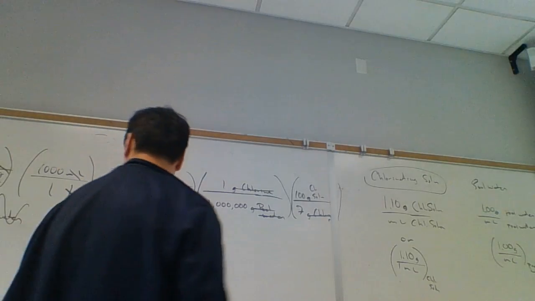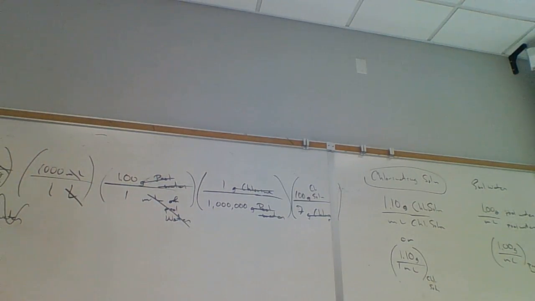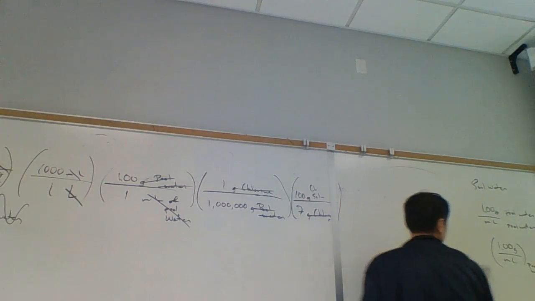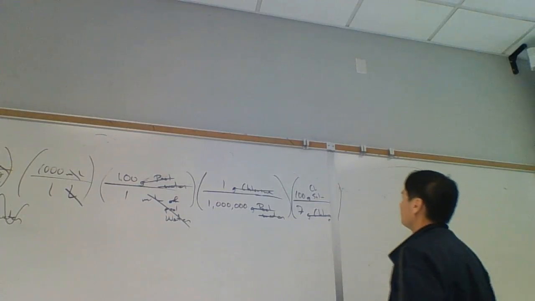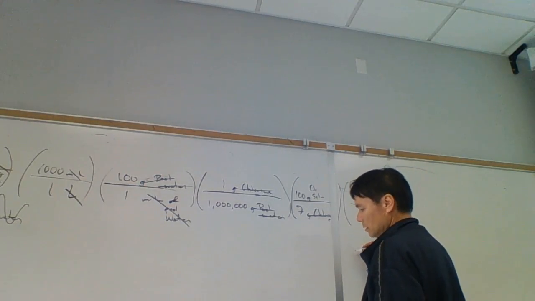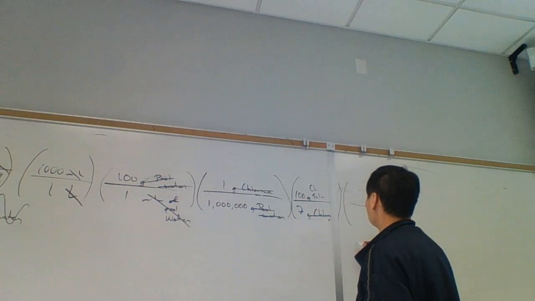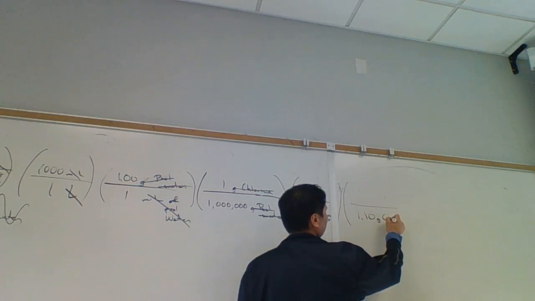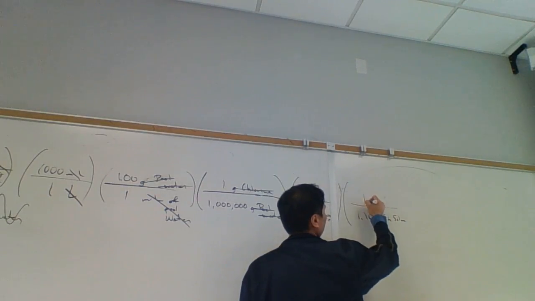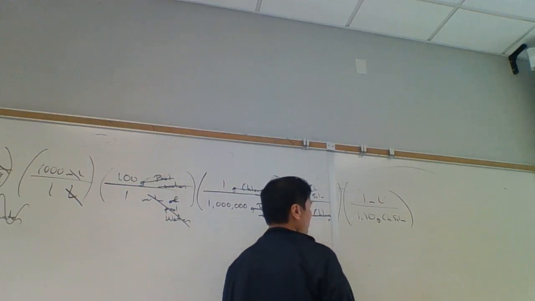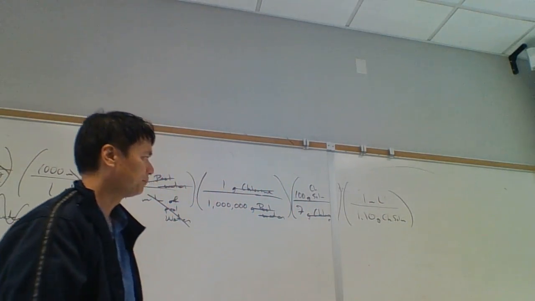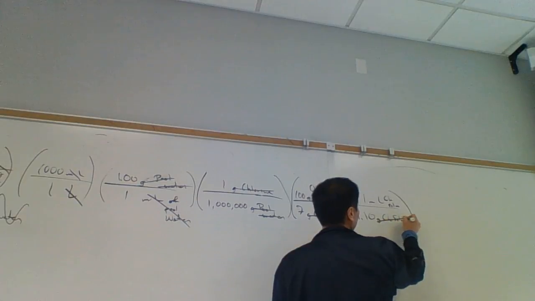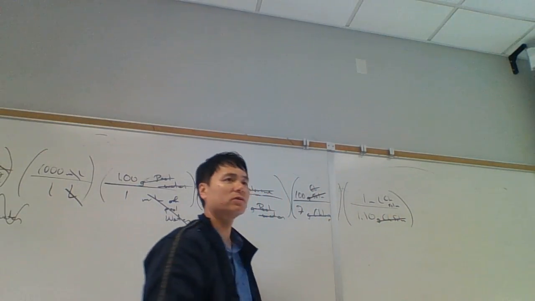And so the next thing I need to do is I need to get rid of grams of chlorinating solution. Is there something that relates grams of chlorinating solution to something else? Yeah. 1.10 grams of chlorinating solution for every 1 milliliter. And so in exactly 1 milliliter is approximately 1.10 grams of chlorinating solution. This is only valid for chlorinating solution. And so grams of chlorinating solution cancels, and that leaves me with milliliters of chlorinating solution.